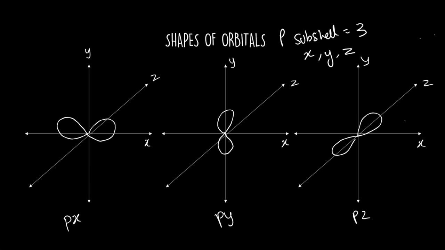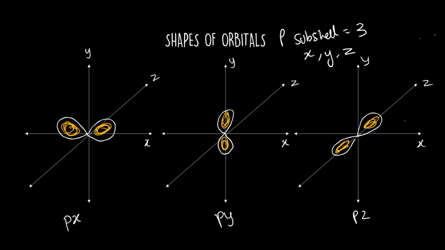Now again, this in itself is a 3D shape. It's an hourglass shaped, a dumbbell shaped, 3D shape. Mind that it's 3D, it's not 2D. And again, the probability of finding an electron within this shape is maximum.